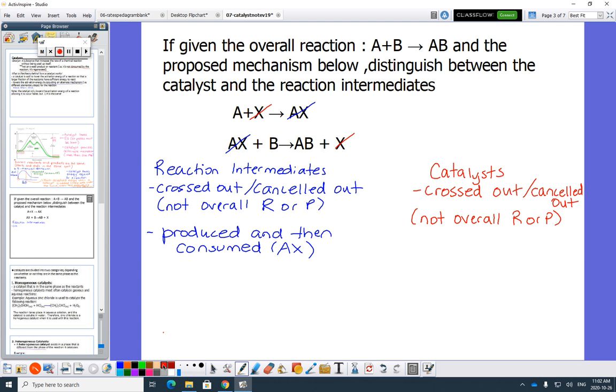We want to get the catalyst back. We want to be able to use it again. So it is not an overall reactant or product. However, it makes the reaction happen faster. And if you want it to be as useful as possible, then it logically makes sense. Yes, of course it has to be reproduced. We want to be able to reuse it. Okay? So reaction intermediates, produced, consumed, catalyst, consumed, and regenerated or reproduced if you prefer that.